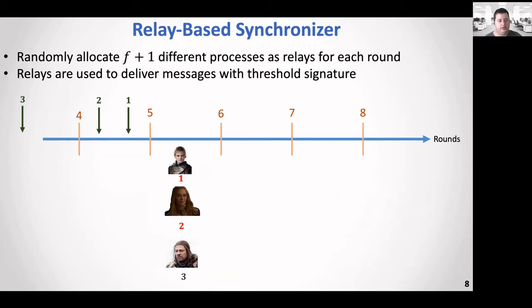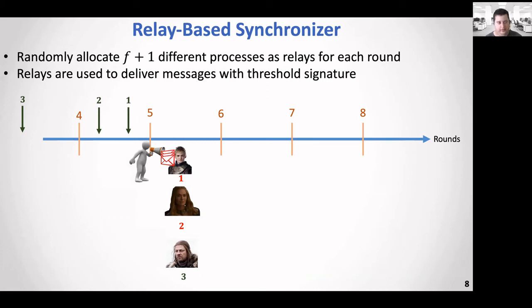So instead of having an all-to-all communication resulting in a quadratic number of messages, this allows us to reduce the number of messages to linear by having all send a message to the leader and the leader sends a message to all the processes. So in this example here, let's say that we want to enter round 5. It starts by sending a message to the first relay of that round.